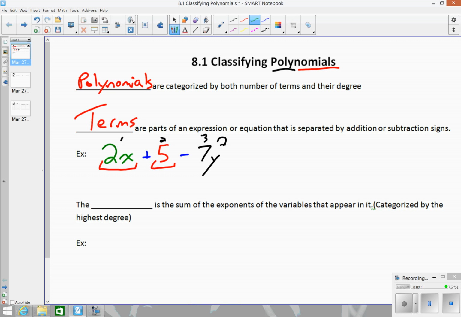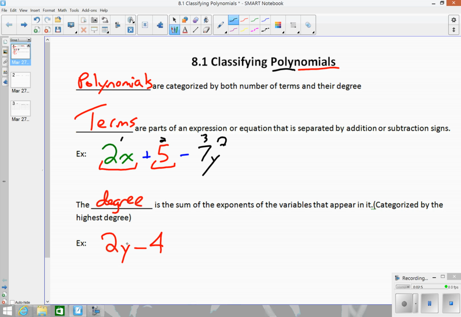And then we're going to be talking about the degree at which they are classified. So the degree is the sum of the exponents of the variables that appear in it. These are categorized by the highest degree. So if I had, let's say I had 2y minus 4, right? Well, I'm going to go with the highest exponent that this expression has.